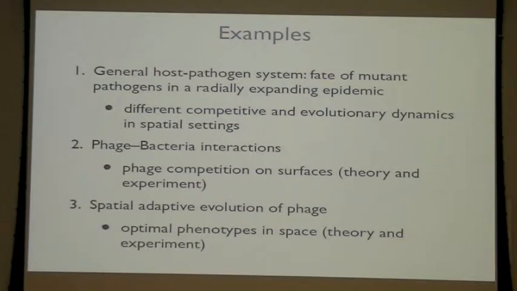In the second example, this is a joint theoretical-experimental project with a colleague. We have competition between 2 phage species on common bacterial hosts. And what we did is we grew these on surfaces on agar plates. And we monitored the effects of various things on the competition. And then finally, Pavitra is going to take over with a description of spatial adaptive evolution of a single phage. We're going to be looking at optimal phenotypes. Again, this is both theory and experiment.